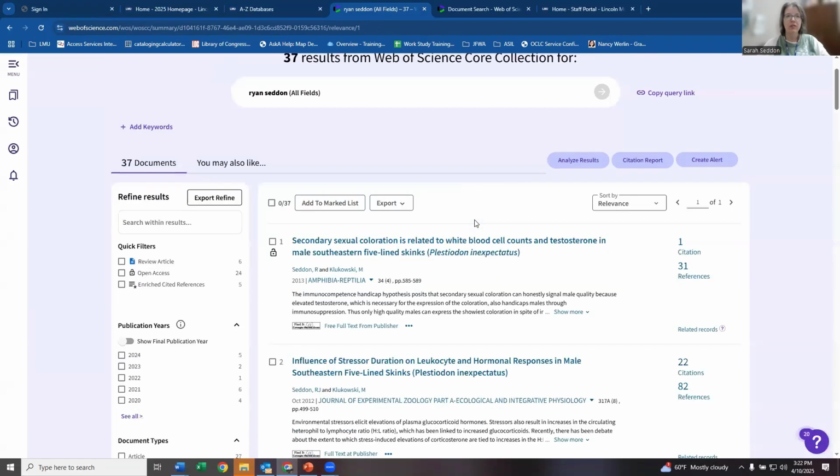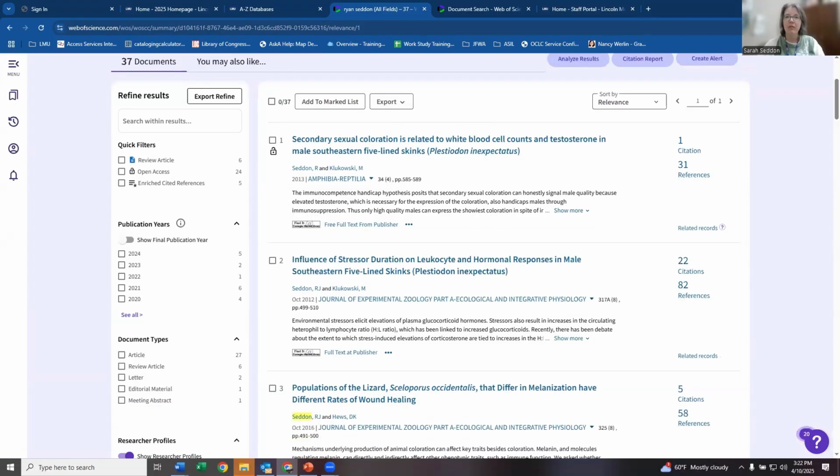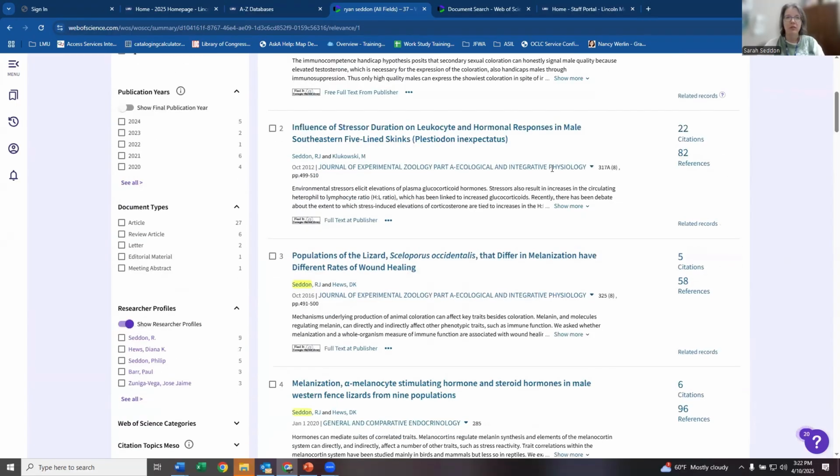Okay, so you'll see there's this list of papers that are by this particular author. And one thing I want you to look for is over here on the right-hand side, you have a couple different numbers, citations and references. So if we scroll down to this second article, we see it has 22 citations and 82 references. So what that means is that this one paper has a reference list that is 82 items long. That's gigantic. But even better, the 22 citations, that means that 22 other publications have cited this article.